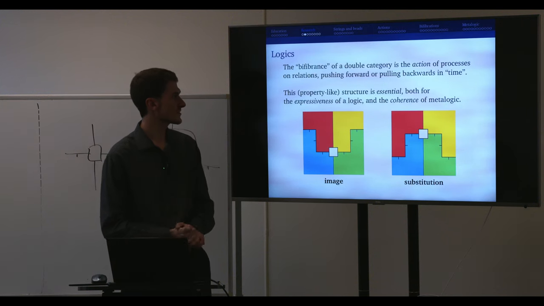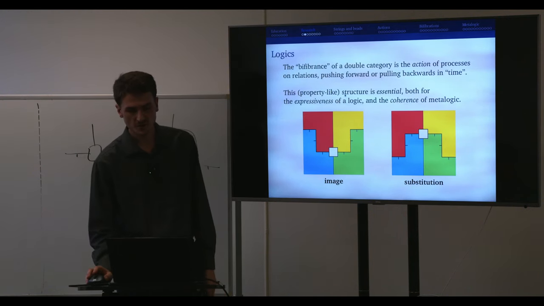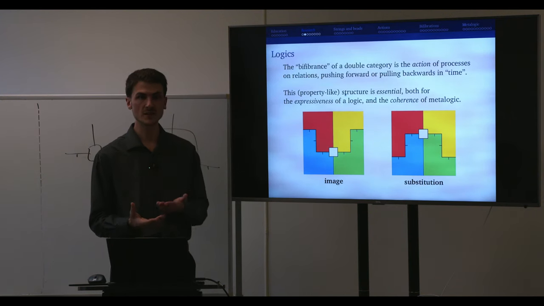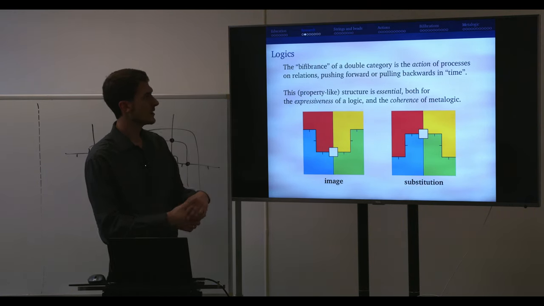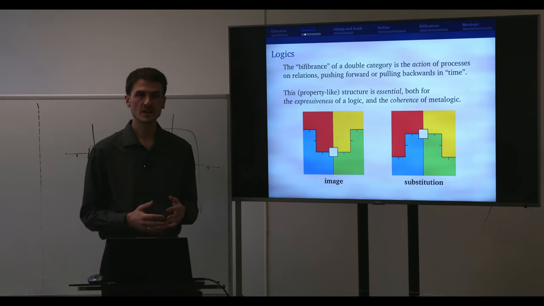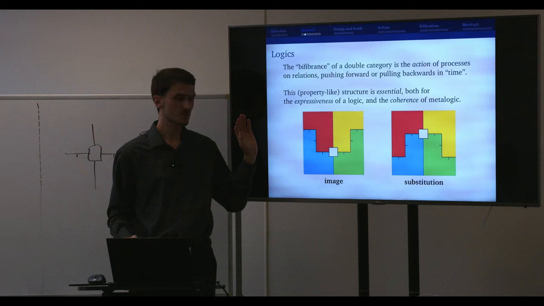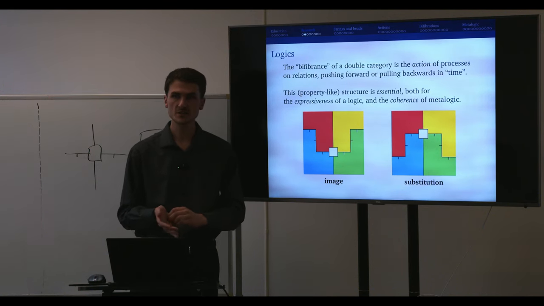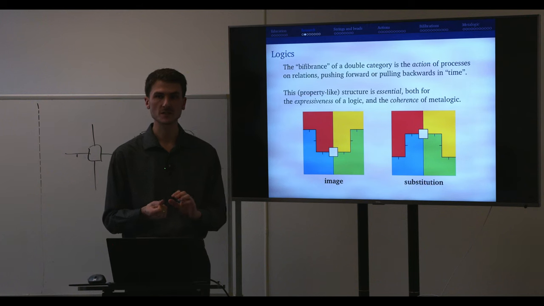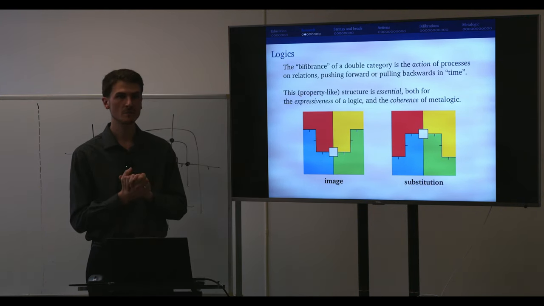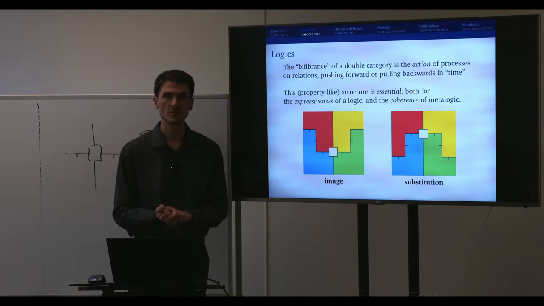And I want to emphasize that this structure is essential both for the expressiveness of a logic and the coherence of metalogic. So for the expressiveness, to define basic concepts like limit and colimit, they are defined to represent certain profunctors. They're defined as representing objects. But moreover, in order for these structures to form a coherent three-dimensional structure, we need these actions. So general double categories do not have a well-behaved notion of profunctor, because composition by an arbitrary span of categories does not preserve colimits. So there's not a well-defined monad construction. But when you have these actions, then the span is exponentiable. So you get a coherent three-dimensional structure.